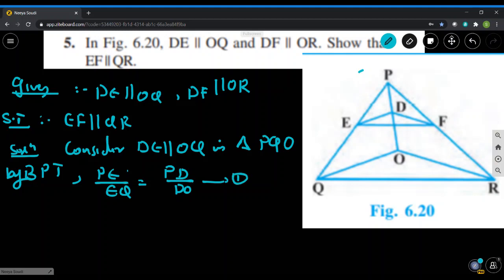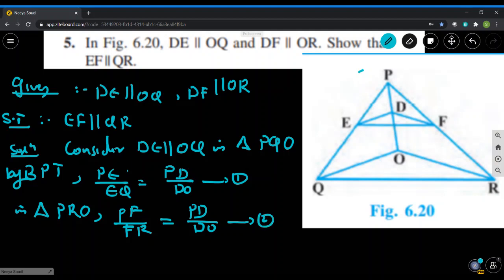Then from the second, DF parallel to OR, in triangle PRO, we will get, by applying BPT, PF by FR is equal to PD by DO, equation number 2.